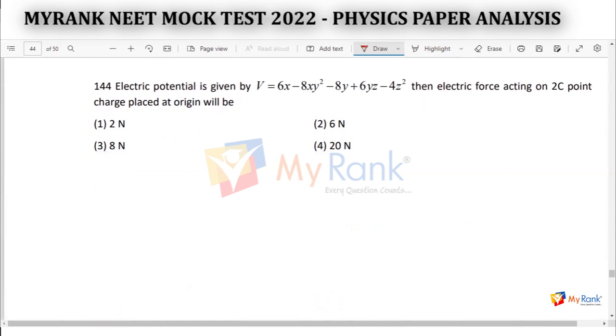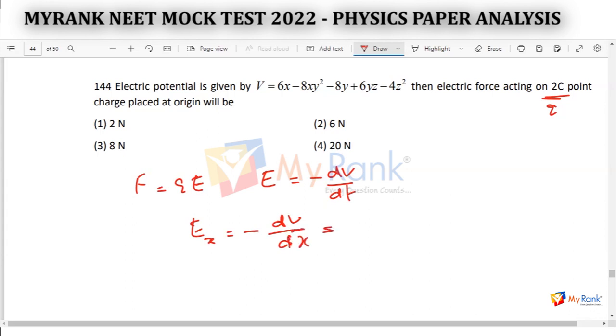Next, here electric potential is given. See, for this electric potential 6x minus 8xy square minus 8y plus 6yz minus 4z square, then electric force is asked. Force is nothing but QE, students. Q is given anyhow. E is to be calculated. E is basically the negative potential gradient, students, minus dV by dx. So about x direction Ex, it is a partial differentiation, students. Actually, minus dou V by dou x we should write. Sometimes minus dV by dx we are writing. So with respect to x only, we have to differentiate, students.